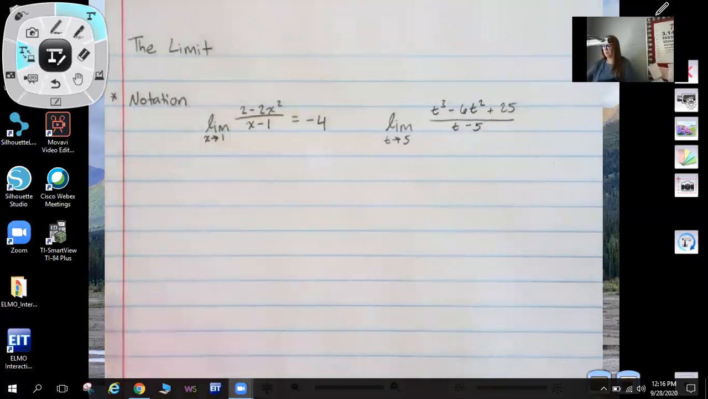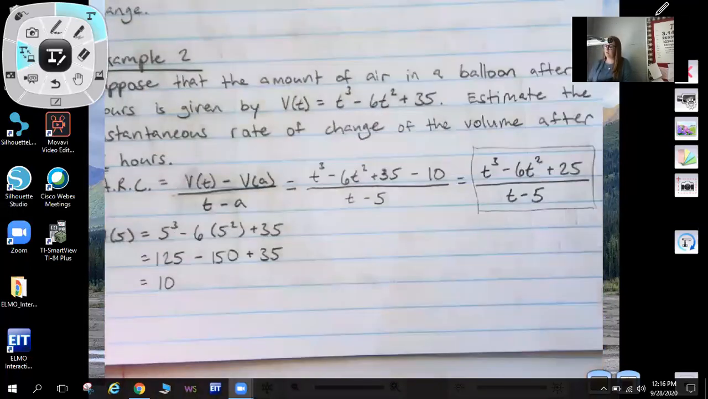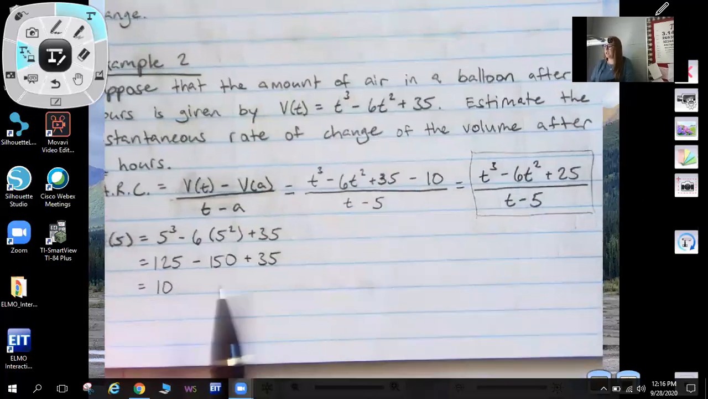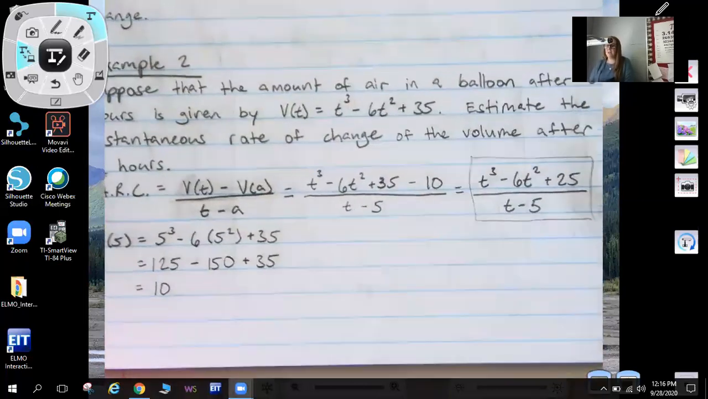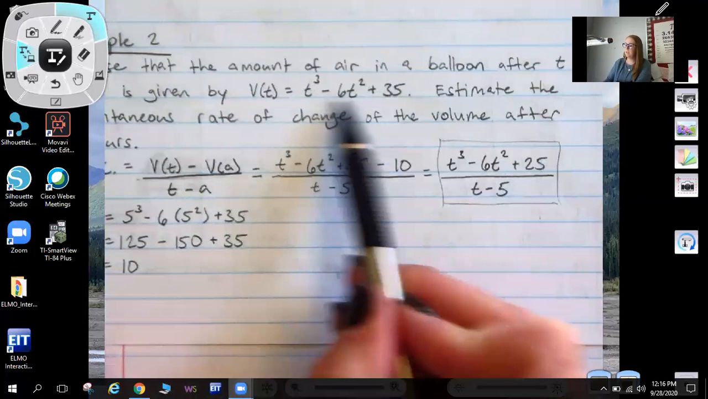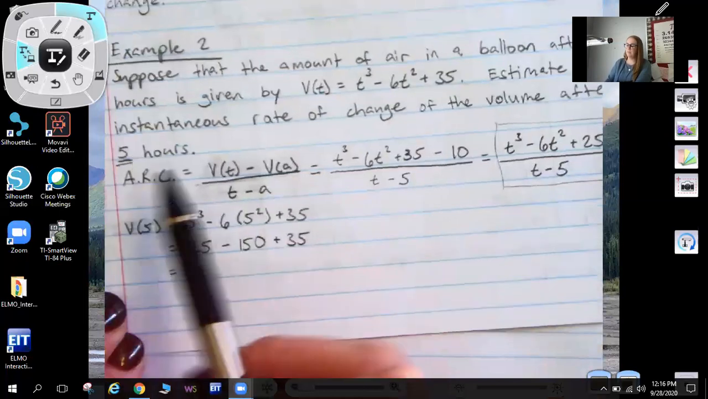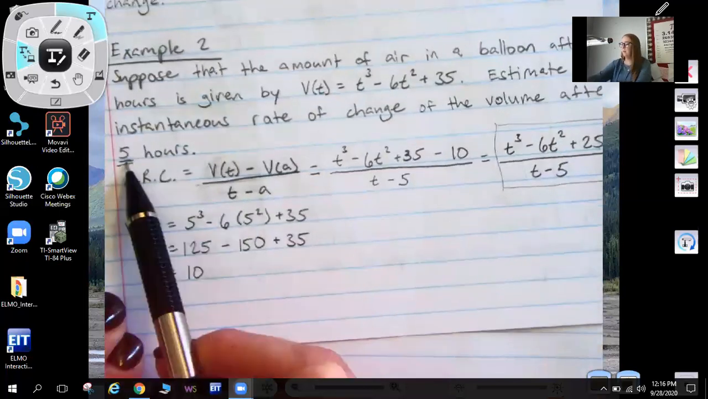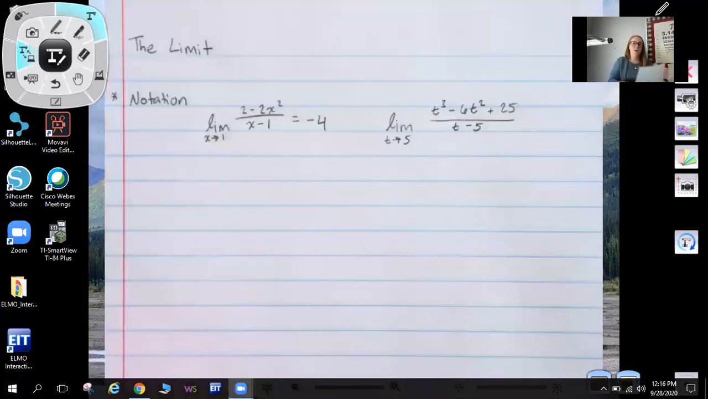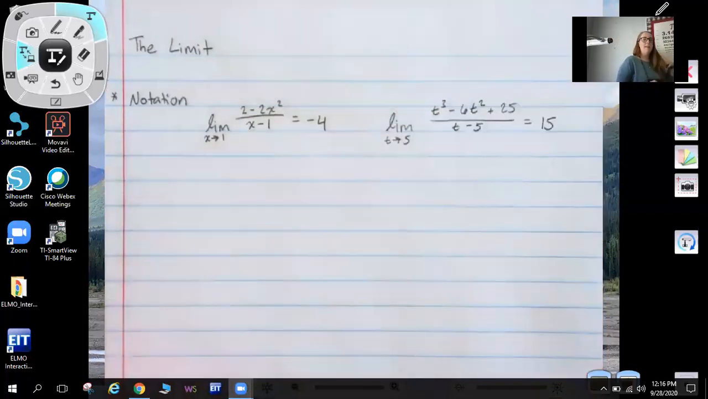So that was this example about the amount of air in a balloon and how quickly the volume was changing. We had to find this equation using the function that we were given. And then we were asked to look at the change of the volume after 5 hours, so we were given that 5. We did the chart. We found that the values were getting closer and closer to 15. So this limit equals 15. We already did all the work to find that. This is just kind of the change in notation that we're going to look at in this section.